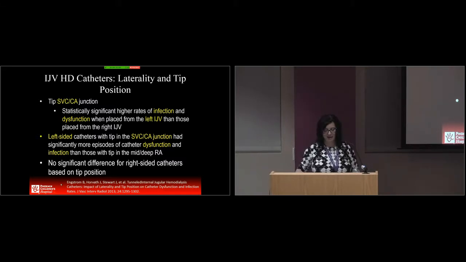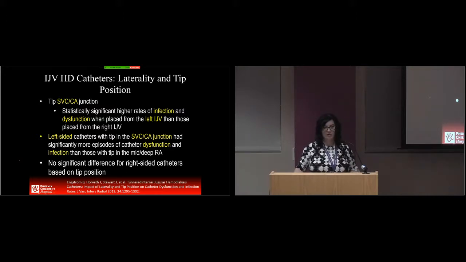There was another study by Engstrom et al. And in this one, they were looking at hemodialysis catheter tip position and also whether it was placed in the right internal jugular vein or left internal jugular vein. And what they found is that when a catheter was placed in the left internal jugular vein that was short, meaning that the tip of the catheter was in the SVC or near the caval-atrial junction, which is too high for an HD line, there were more episodes of infection and catheter dysfunction than those placed from the right internal jugular vein.